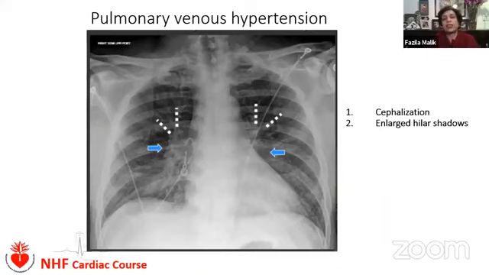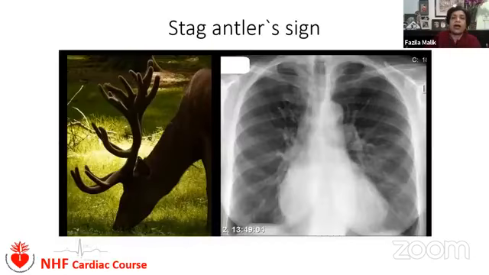So these are findings which are happening due to increased pulmonary capillary wedge pressure. And so first of all, as we said, there is a redistribution, and this redistribution is evidenced by cephalization, or upper lobe diversion, and this is also known as stag antler sign, and the hilar shadows also become enlarged. So here we can see the straightening of the left border, which is an evidence of mitral stenosis. And when we look at the lung fields, we notice that the upper lobe vessels are more prominent. The hilar is not that clean cut. It looks enlarged. So here we have pulmonary venous hypertension and stage 1 of heart failure.